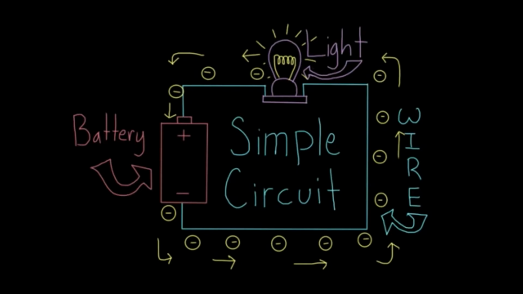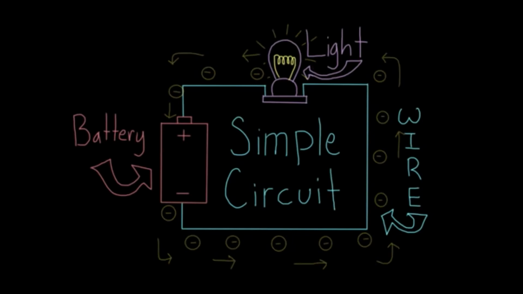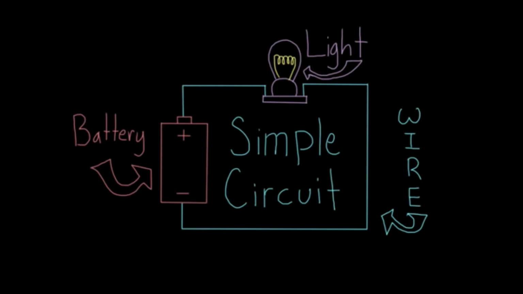Another thing you need to know about this circuit is that it only works if it is closed. If there is a break anywhere in the circuit, like if a wire was broken or not connected to the battery, the circuit wouldn't be complete and the light would no longer light up.